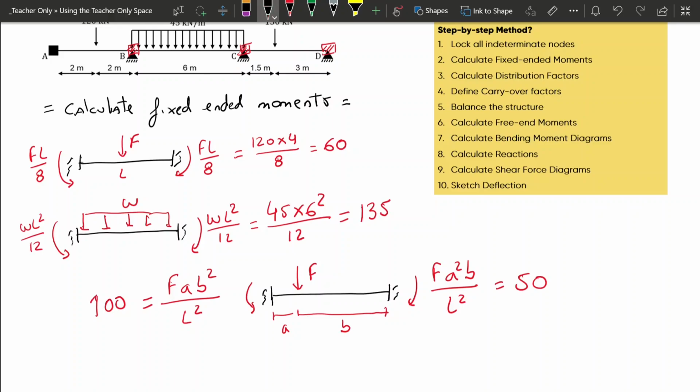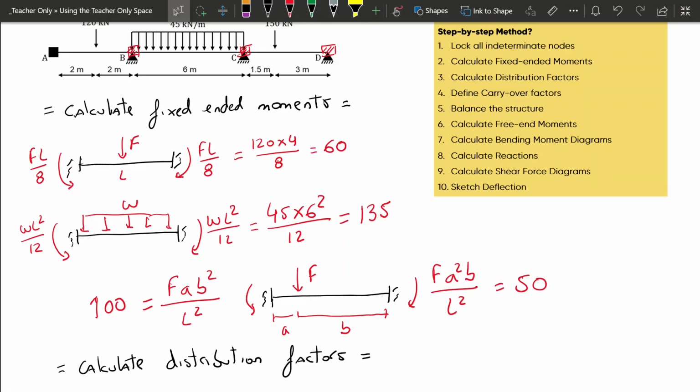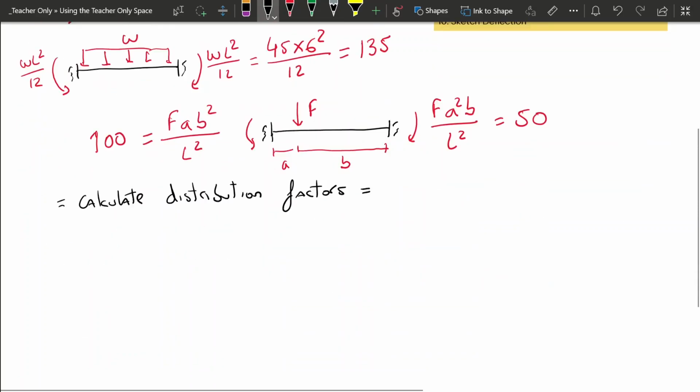Okay, so this finalizes our fixed end moments. Now we can start talking about distribution factors. What's important to know is that we need to calculate distribution factors for two different nodes, B and C, because these are our indeterminate nodes. So let's separate them first.